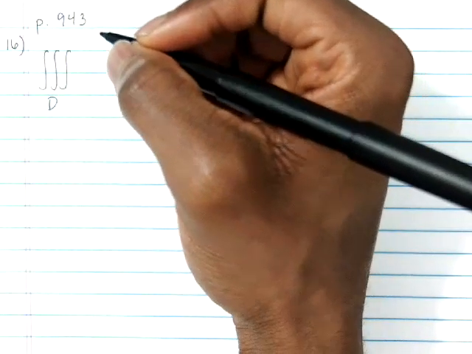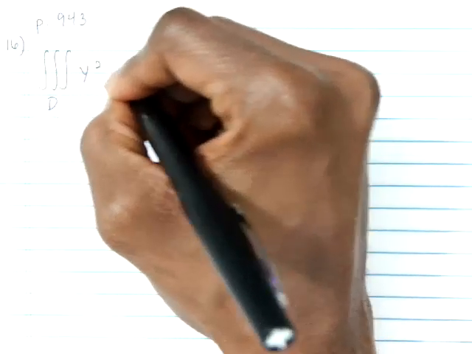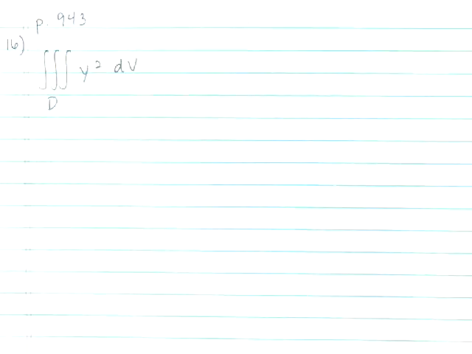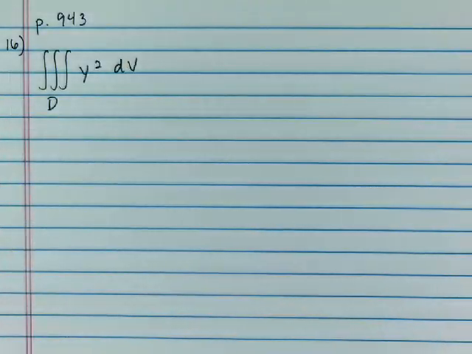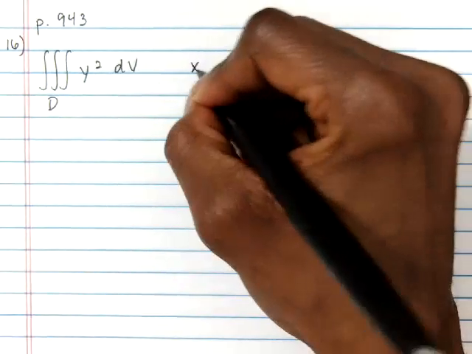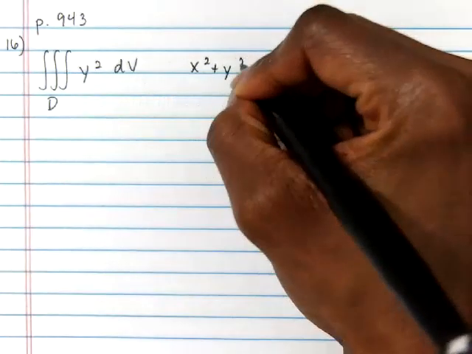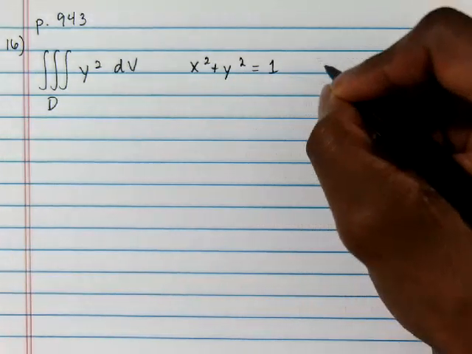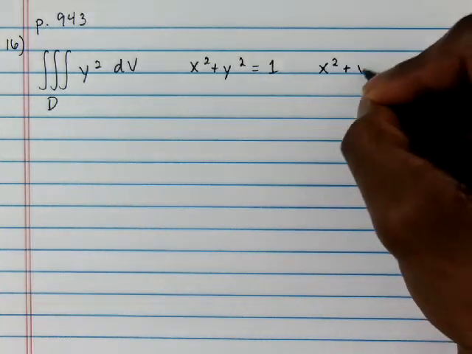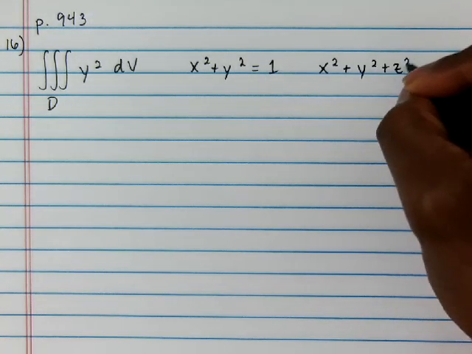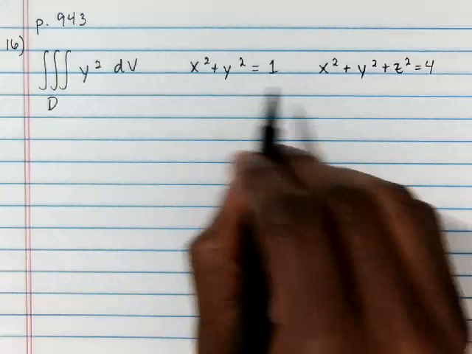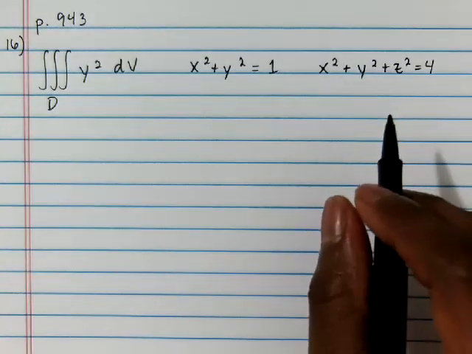of y squared dV, where D is the solid region common to the cylinder x squared plus y squared equals 1, and the sphere x squared plus y squared plus z squared equals 4. So it said common to this, and so common to this cylinder and that sphere. So what do we mean by common to?